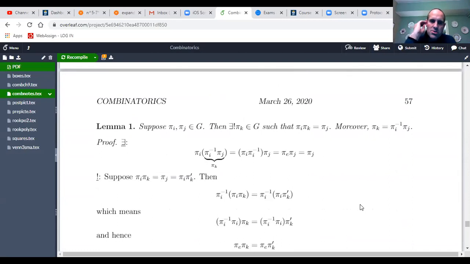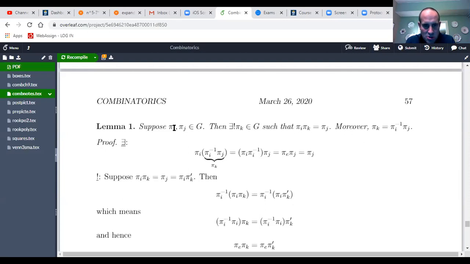Okay. So here's a lemma. Suppose that I have two permutations in my set of symmetries, or in my group, if you will. So π_i and π_j are in G. Then there's a unique π_k in G such that π_i operated with π_k gets me to π_j. And moreover, π_k is just π_i inverse π_j. Okay, so we can actually figure out what π_k has to be.